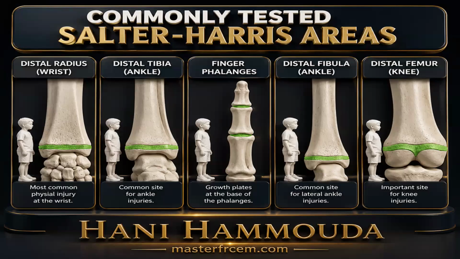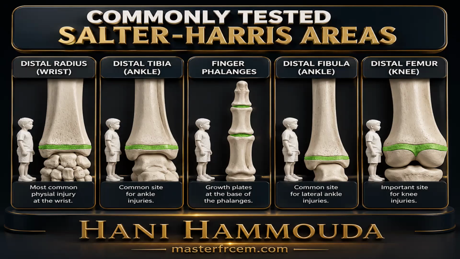The common sites of this type of fracture could be the elbow and knee. The most common is the wrist, and there could also be the ankle and the digits of the fingers and toes. Also, there is the common lateral ankle injury. An important site also is the knee, at the lower end of the femur. Okay, are you with me?